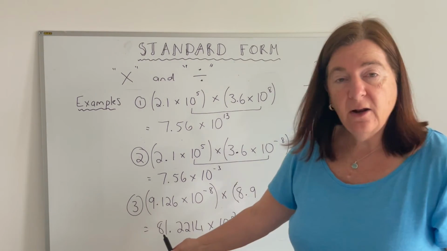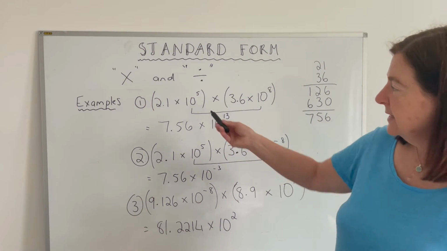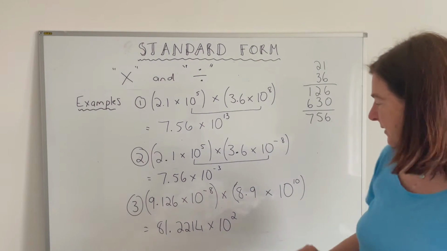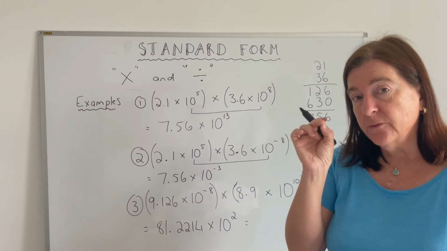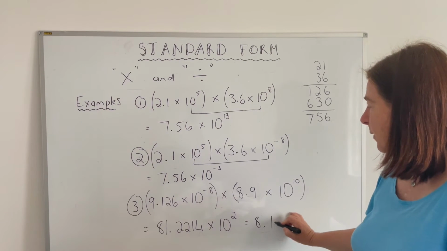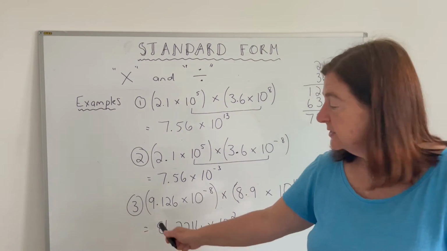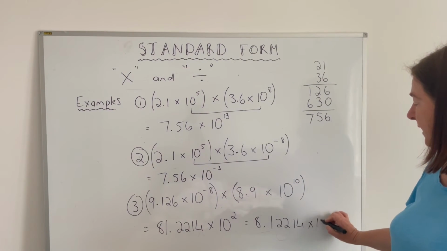But this final answer is not yet in standard form. And let's say each of these answers needed to be in standard form. So now we've got to change this a little bit. Remember, our standard form always has the decimal after the first digit. So this has to become 8.12214. This is not standard form because it's 81. It has to be 8.1. And we still need to finish it off times 10.